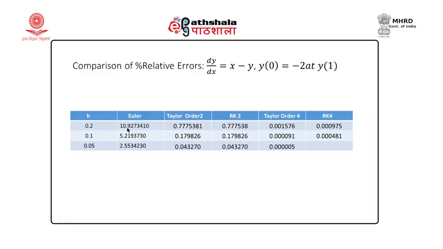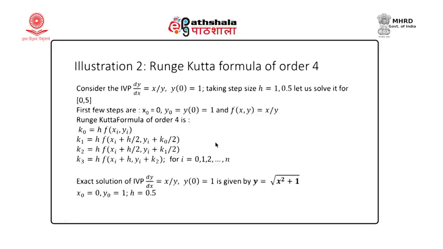But if you look row wise, 0.2 Euler 11%, Taylor order 2 0.77, RK2 0.77, these are percent relative errors, and Taylor order 4 0.001% and RK4 still less, 0.0009%. So, almost practically nil error, and for h equal to 0.1 Euler error has come down to 5%, and Taylor order 2 error has come down to 0.18%, RK2 also the same, and Taylor order 4 practically has no error, and for 0.05 Euler is 2.55, Taylor order 2 0.04%, RK2 also the same, and order 4 has no practical error.